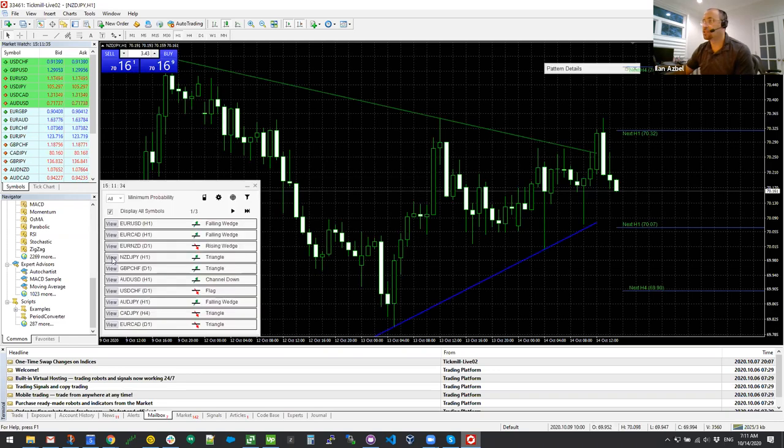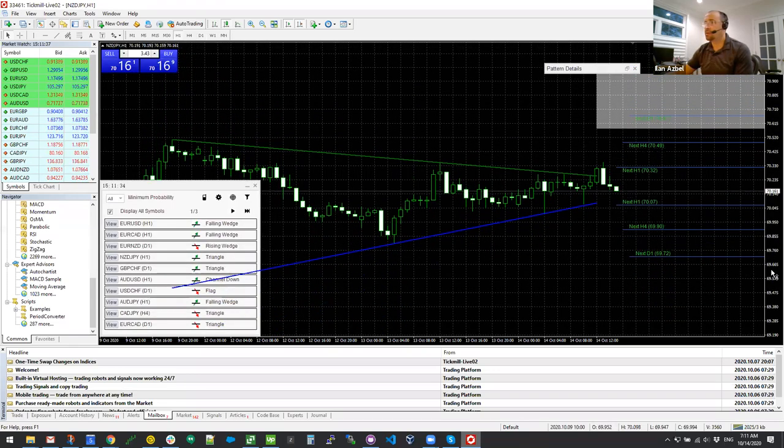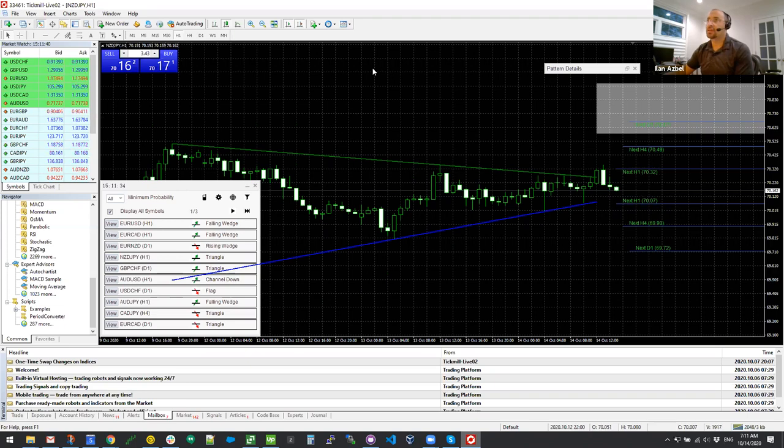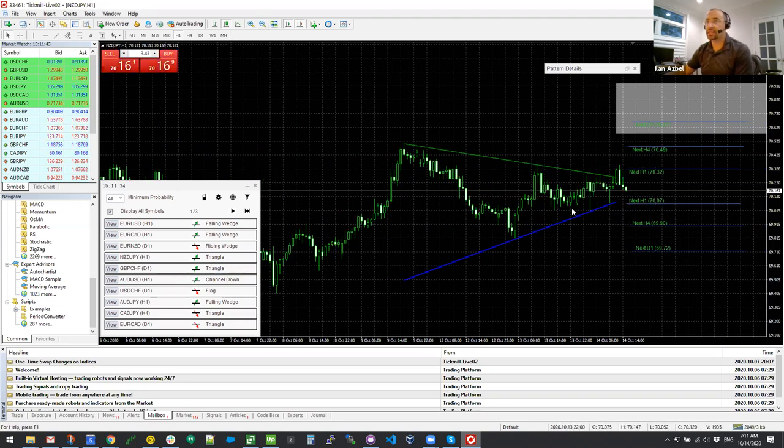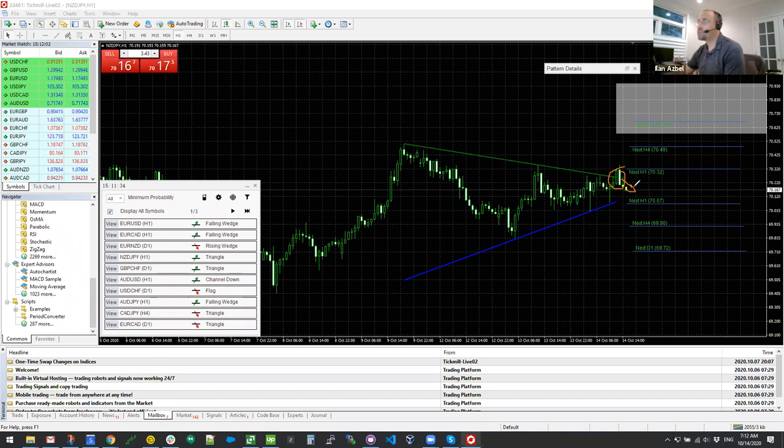So let's look at this one over here. As you can see, a triangle on the NZD JPY hourly chart. This is a sideways or consolidating market with a bullish breakout, and you can see it broke out and then very quickly pulled back. Another example of why it's extremely important to get a confirmation of the breakout.